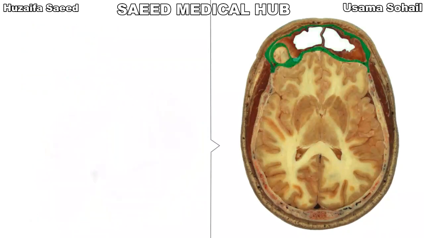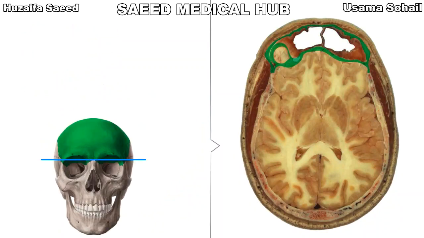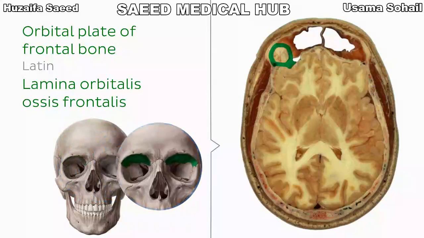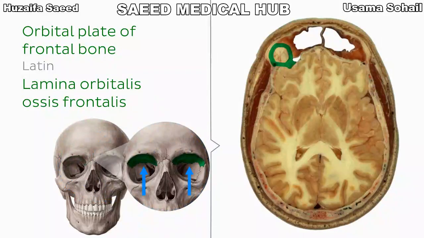Focusing now on the left of your screen, we're looking at an anterior view of the frontal bone. Along the superior aspect of the eye sockets, or orbits, we can see it has a flat horizontal section of the frontal bone, which is known as the orbital part. Focusing in on these two areas, we are now looking at the orbital plates of the frontal bone. These are named the orbital plates due to the fact that they lie over the orbits, or eye sockets.